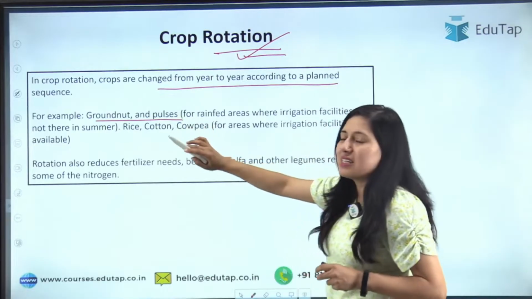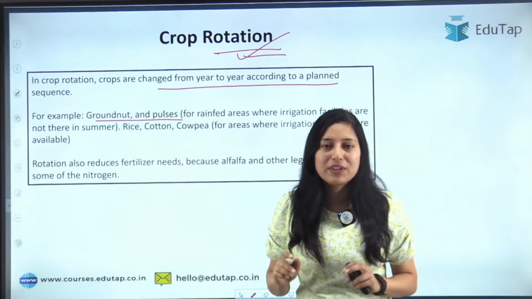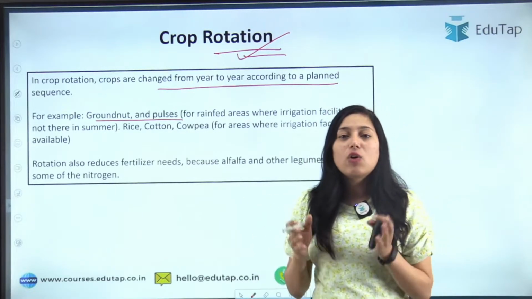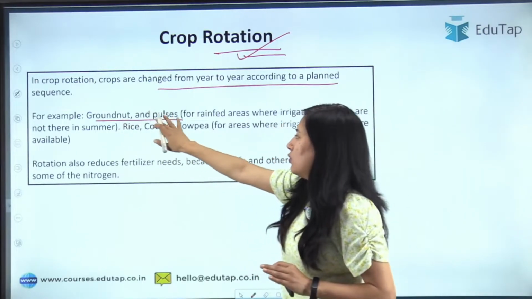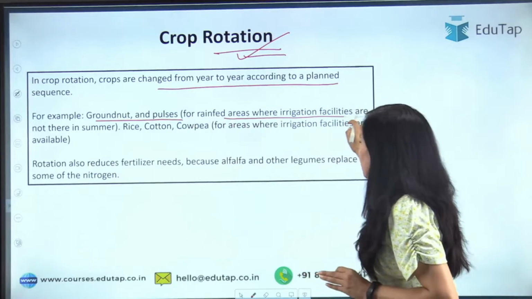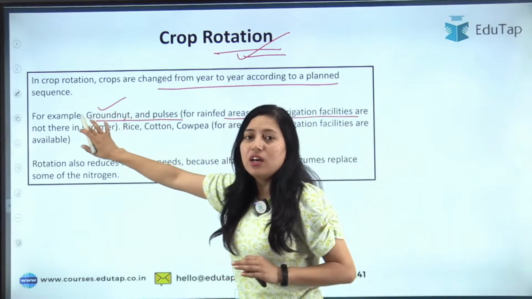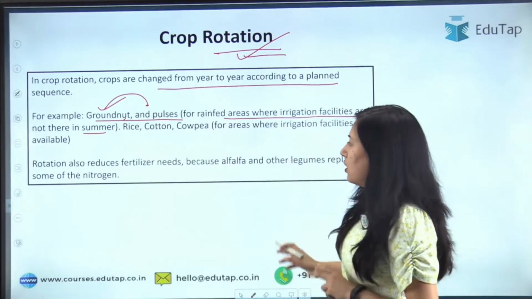Pulses are incorporated. Pulses, legumes, all those crops which can fix atmospheric nitrogen or which can enhance the soil nutrient, they are always incorporated in crop rotation. Like a first example is groundnut and pulses for the rain-fed area where irrigation facilities are not there in summers. In these areas, we can go for this type of crop rotation. First, we can grow groundnut and then we can grow pulses.